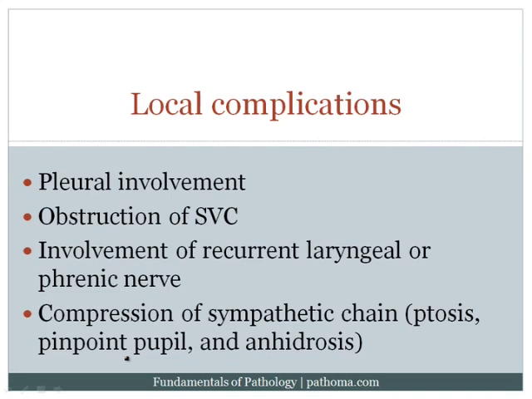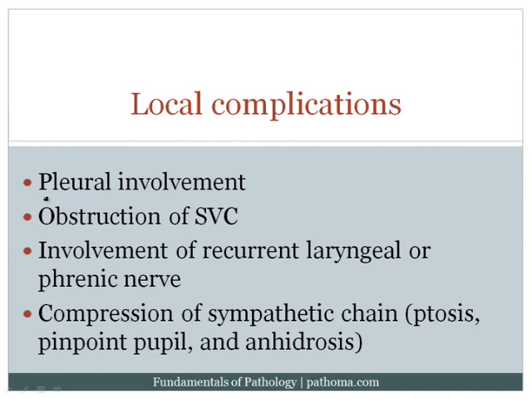Now, local complications are related to local extension of the tumor. So for example, we can see pleural involvement. Which tumor would classically involve the pleura? The answer would be adenocarcinoma, and that's because adenocarcinoma is usually peripheral. So remember that adenocarcinoma is the most common tumor seen in non-smokers and female smokers, and it's usually peripheral, hence the pleura could be involved.